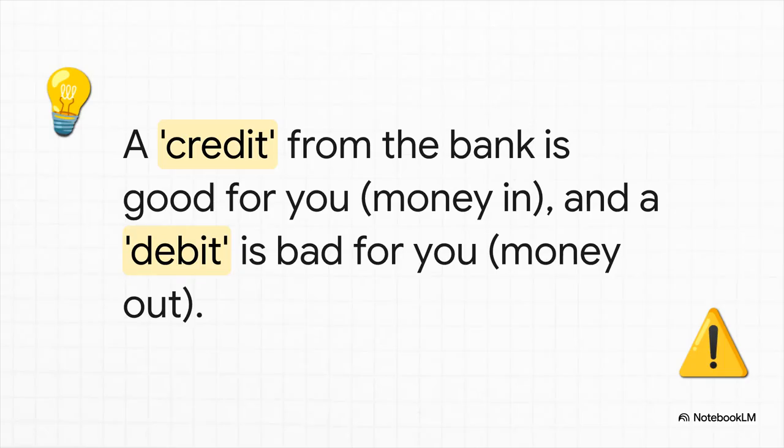Really understanding this flip in perspective is the key to getting a lot of exam questions right. All right, here is your first big MCQ alert. You'll want to remember this. Here's a simple trick. From the bank's point of view, a credit to your account is good for you. It means more money is coming in. But a debit from the bank is bad for you. It means money is going out. This way of thinking is a common source of confusion, making it a perfect exam trap.